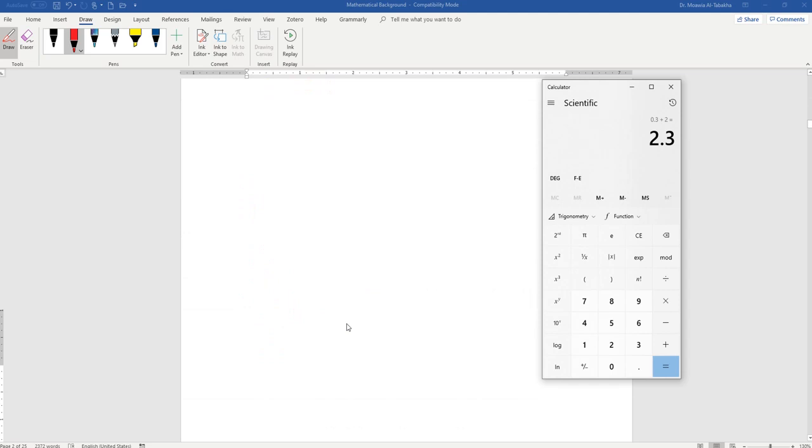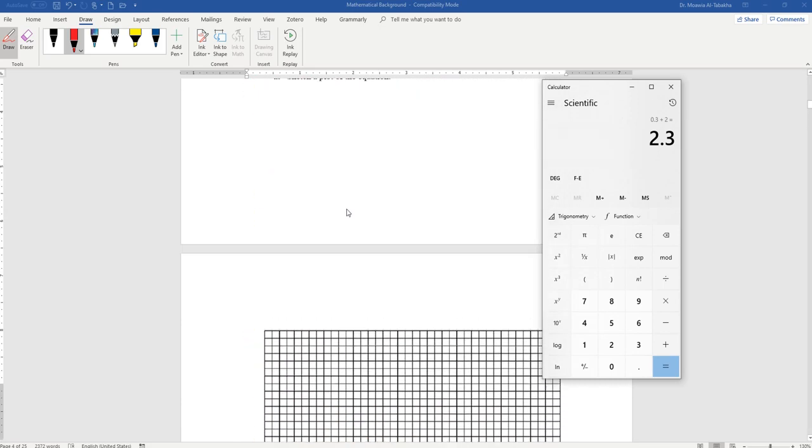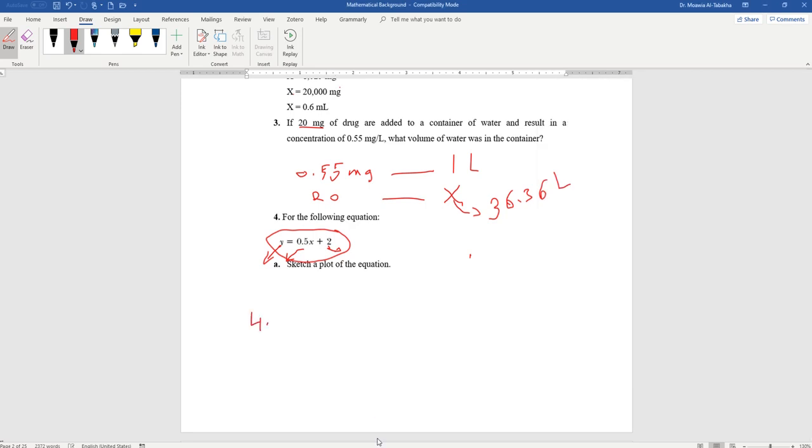The other question, what happens if your y is 4.1? So what is your x? I go back to the equation. For y, I will use 4.1. Okay, this is unknown. So what will you do? 4.1, you need to get this plus 2 to the other side. So what will it become? 4.1 minus 2 will be equal to 0.5x.